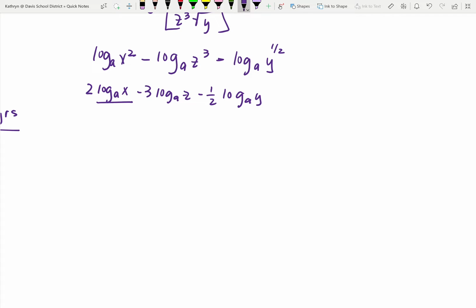So log base a of x is a 3, so that's 2 times 3. Log base a of z is a 1 right there. Minus 1/2 log base a of y is a 4. Then I'm going to grab my calculator and go 2 parentheses 3, close it, minus 3 parentheses 1, close it, minus 1 divided by 2 parentheses 4, close it, hit enter, and my answer is 1.